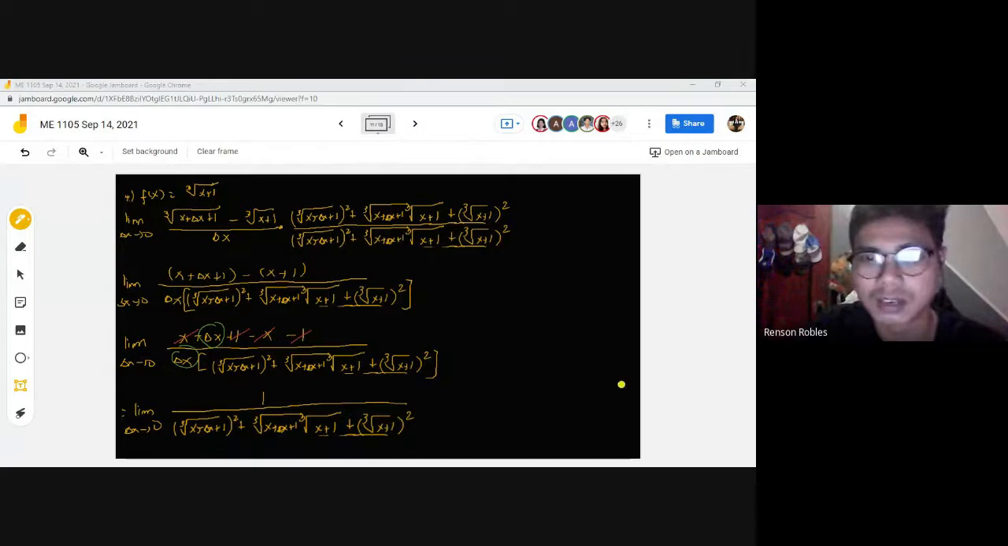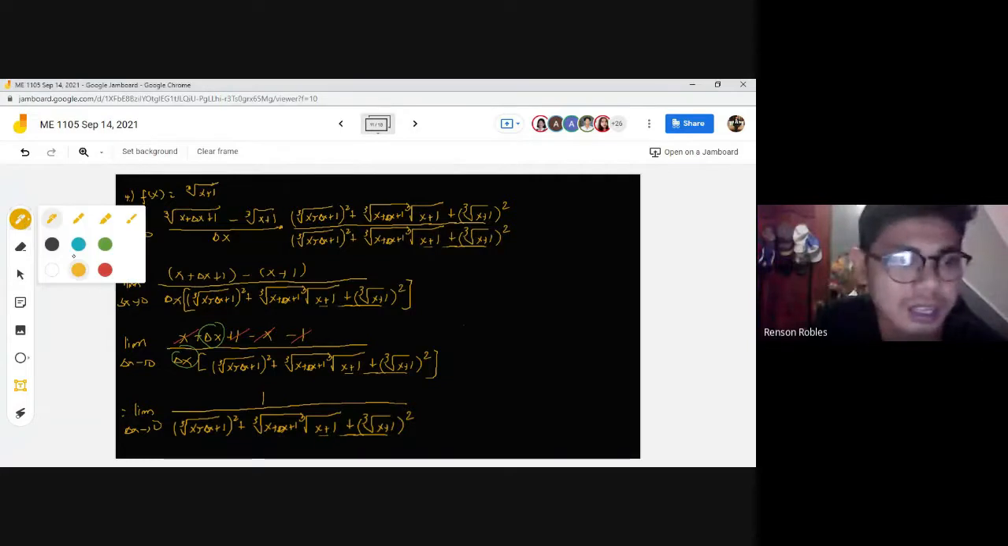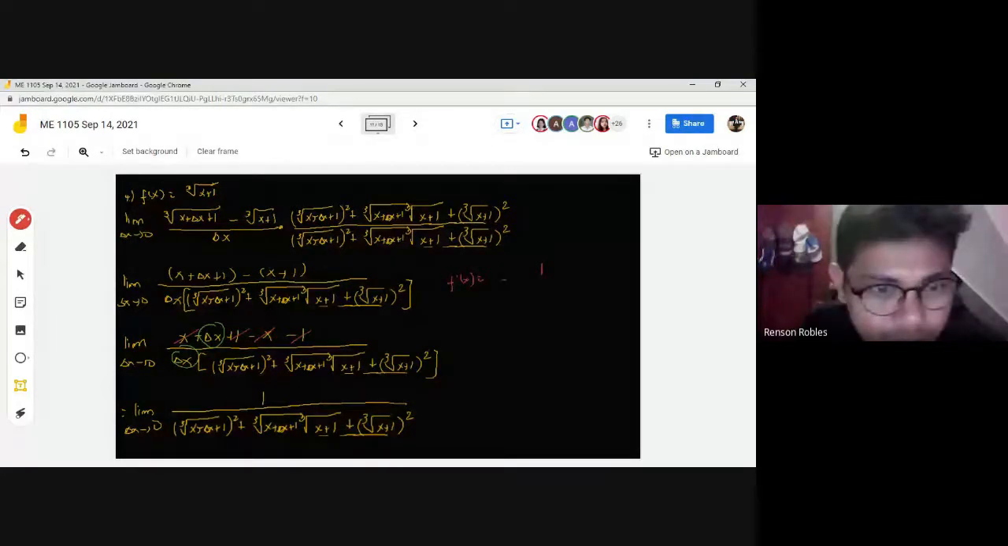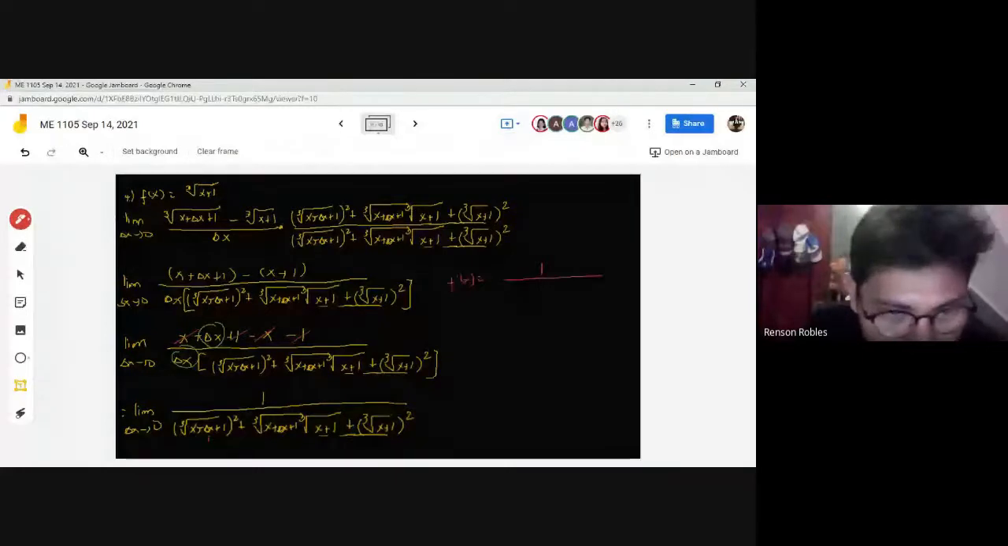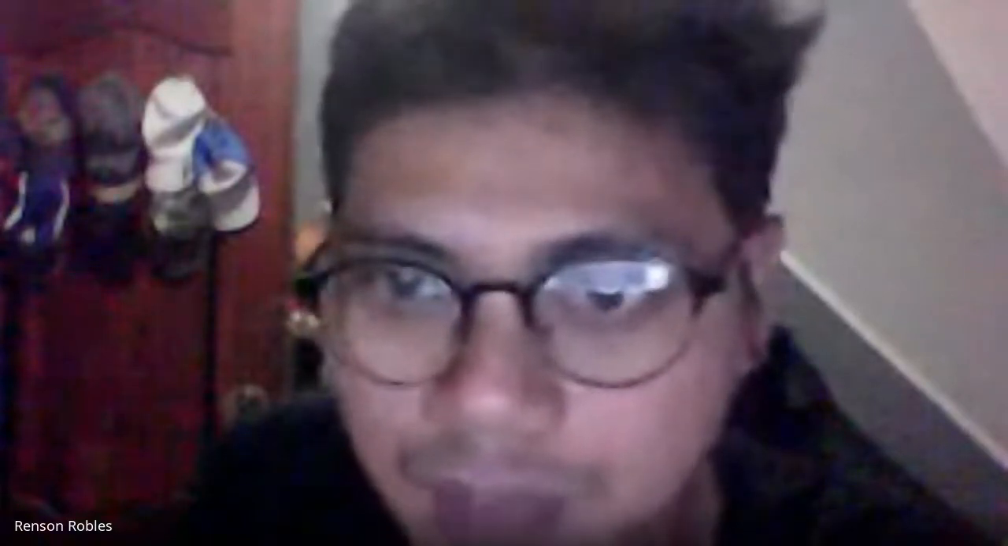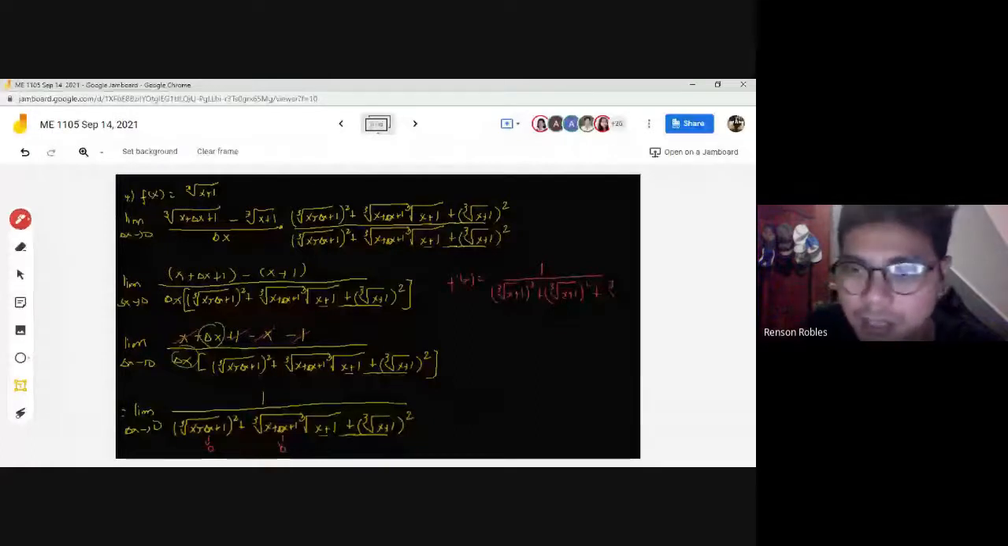We're now ready to replace delta x by 0. So you just take a look. I'll use another color. f prime of x equals 1 all over. Remember, this will become 0. This will become 0. All right? So what is left? Cube root of x plus 1 square. Then plus, these two, when multiplied, is another cube root of x plus 1 square. And then plus, the last term, you just copy it, cube root of x plus 1 square.